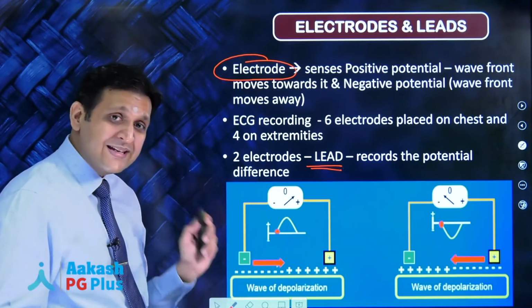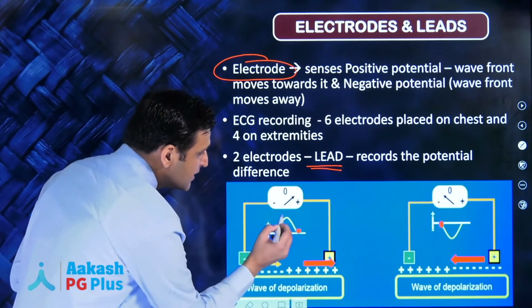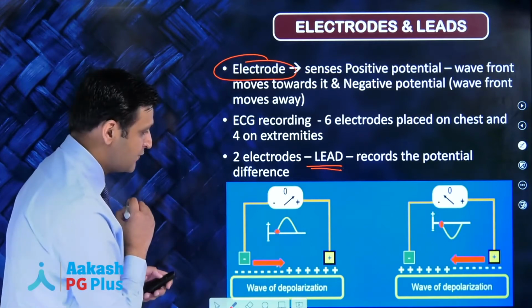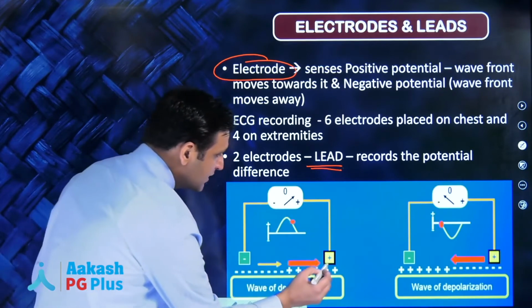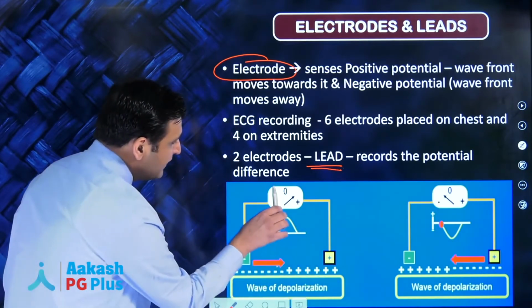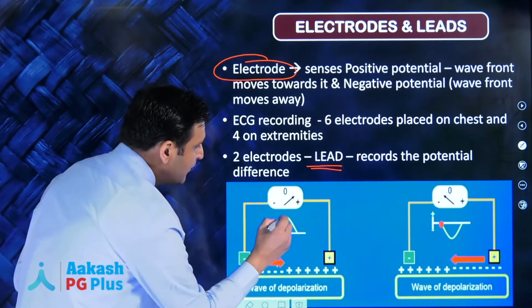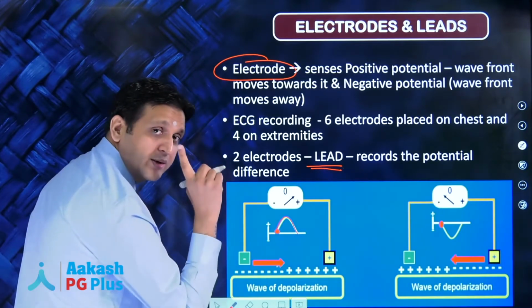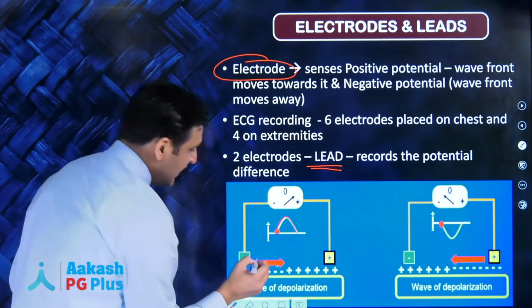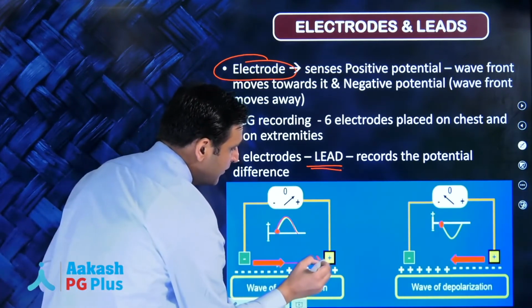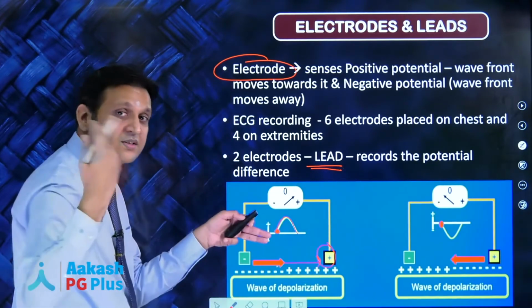So when any electrical activity moves towards an electrode, it produces a positive deflection, right? Just focus once more. You have electrical activity that's moving towards a positive electrode. On the galvanometer, this would produce a positive deflection, and what you would get is a positive wave. So when you get a positive wave in the ECG, it means that the electrical activity was moving towards the positive electrode, right? Now, it's just like the train coming towards you. You hear the sound more.